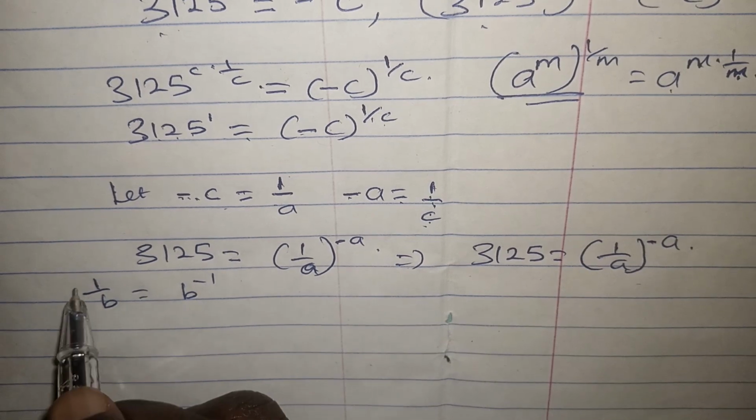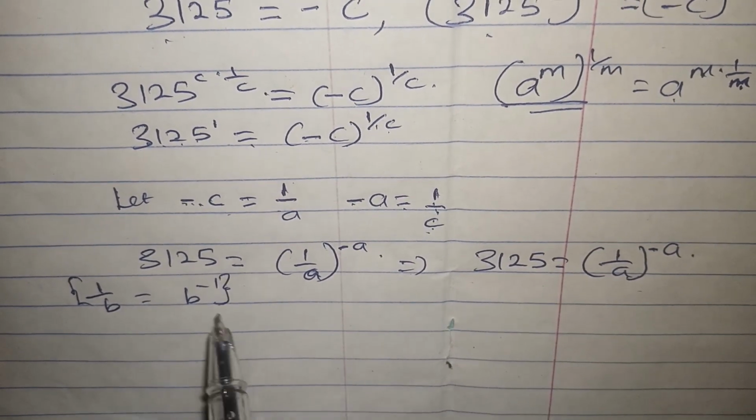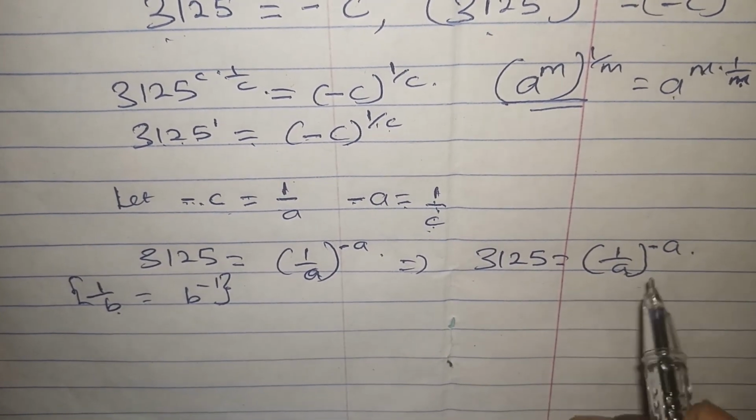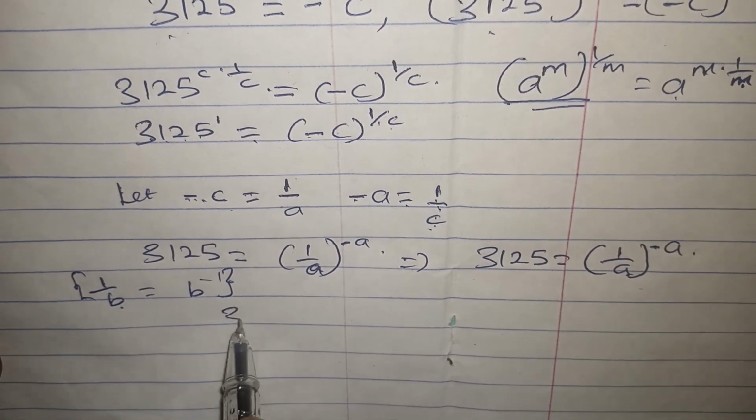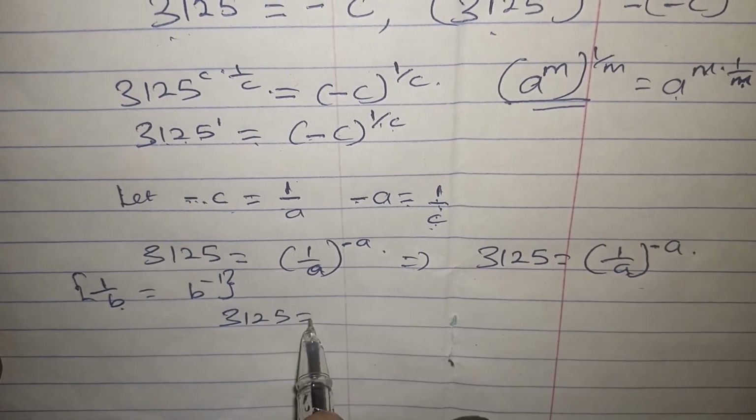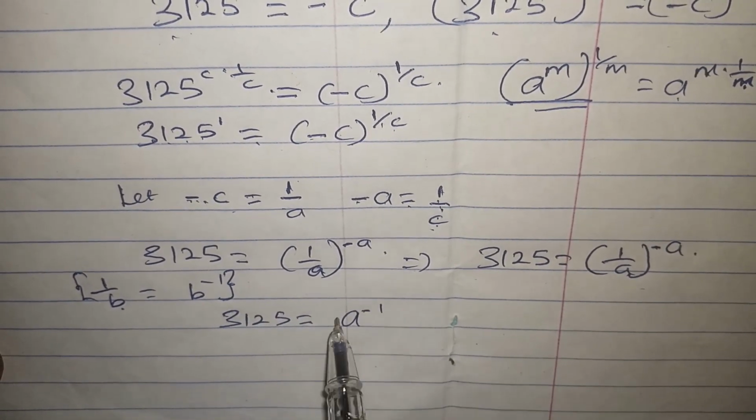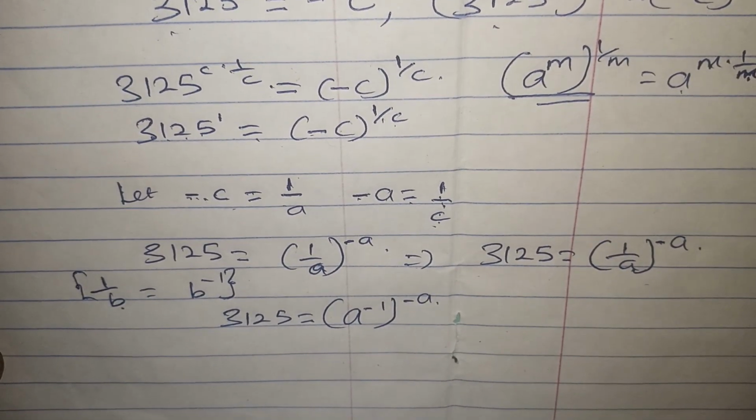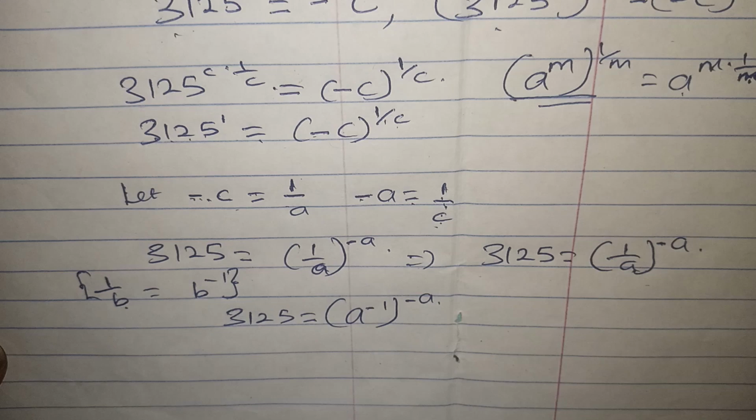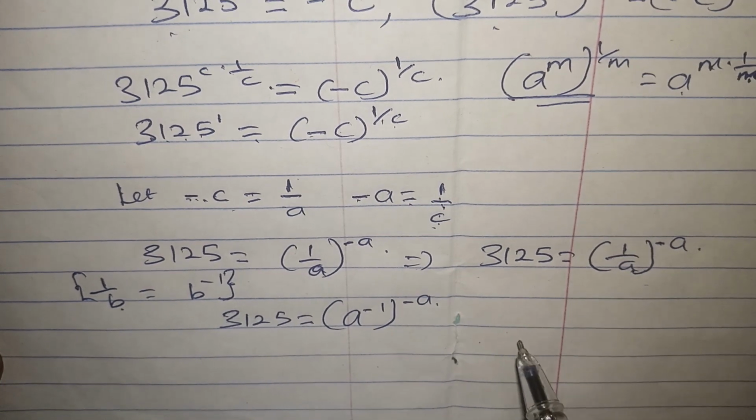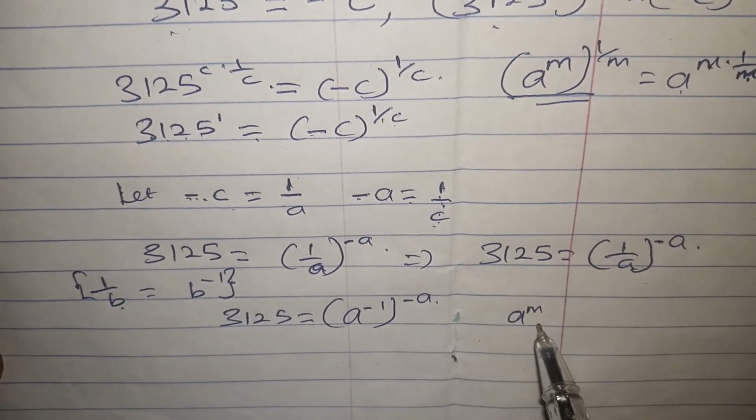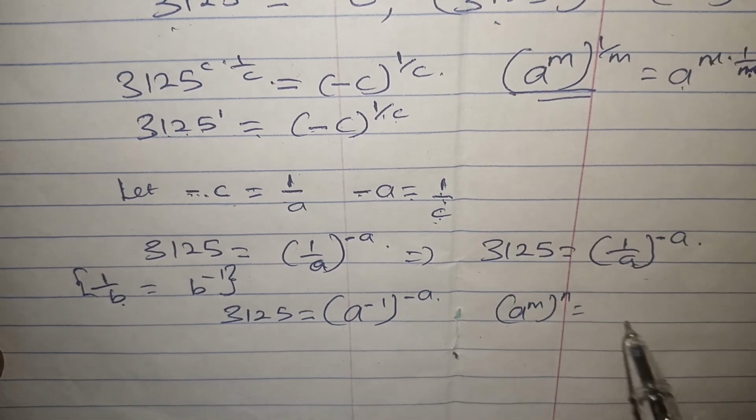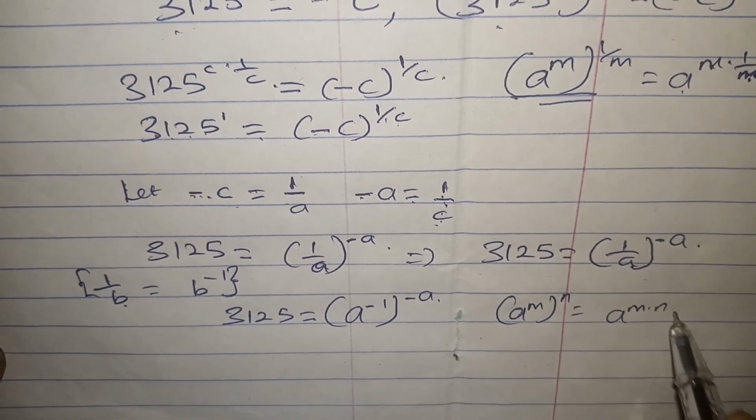It's also equals to b to the, so if we apply this principle here, we can have 3125 equals a to the power of negative 1, to the power of negative a. So we are now having this. Also note, if you are having a to the power of m, to the power of n, it's also equals to a to the power of m times n.